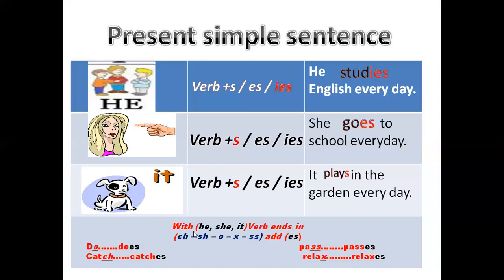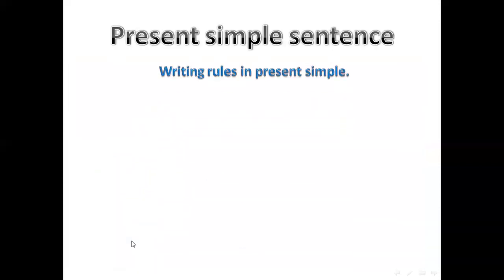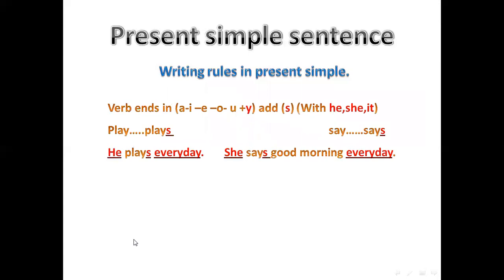So the rule: if the subject is he or she or it, and the verb ends with ch or sh or o or x or ss, we put es. For example, pass, passes, relax, relaxes, do, does, catch, catches. Remember, if the verb ends with a, e, i, o, or u, and then y, you add s only, if the subject is he or she or it. He plays, she says. He plays every day, she says good morning every day.